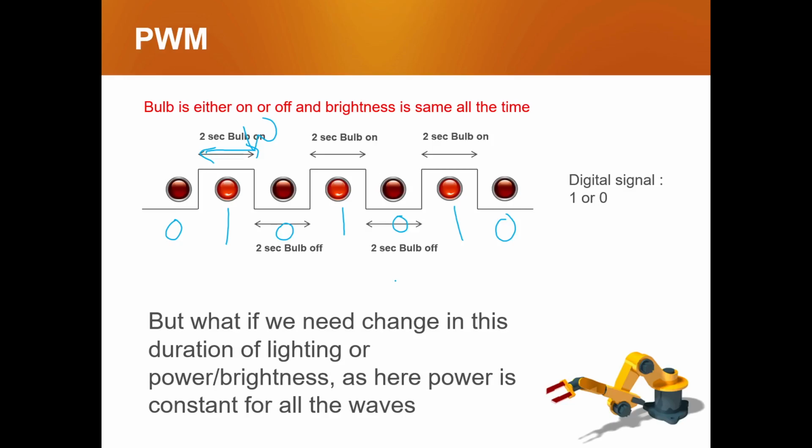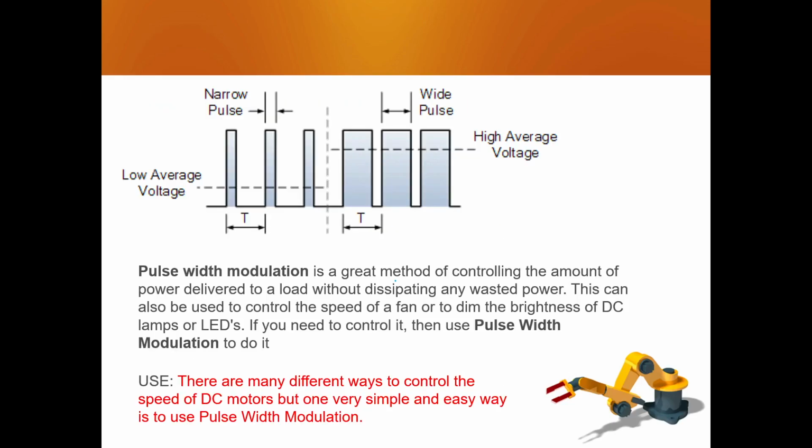Or what if we want to change the brightness of the bulb? If we want to glow it brighter or less bright, how do we do that? Here power is constant all the way. Power means the electricity. Let's understand in layman's terms that whatever electricity is coming to it is giving it power. To change the brightness we have to adjust the power flowing inside it. And if you remember, power is related to current and voltage, V into I.